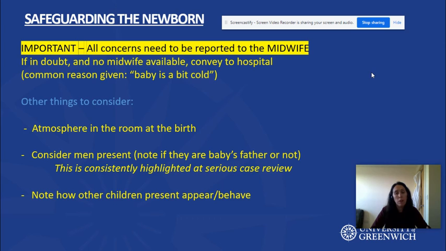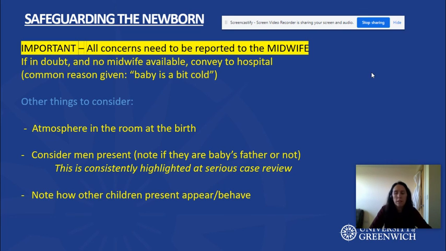What my midwife colleagues have told me is generally accepted is to say, oh, we need to take the baby to hospital, she is a little bit cold. That's not necessarily a code, but that's the excuse that they give just to say, right, we're bringing this newborn in and we're going to pass our concerns on to the appropriate people.